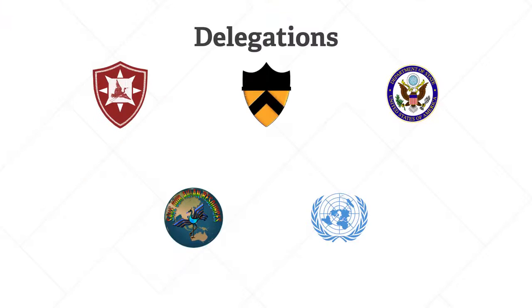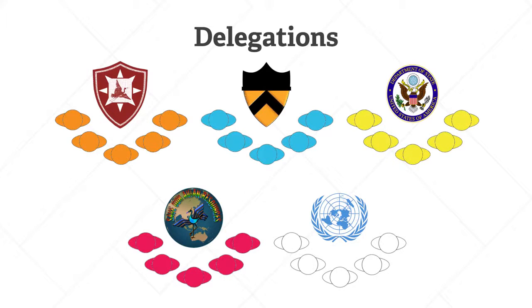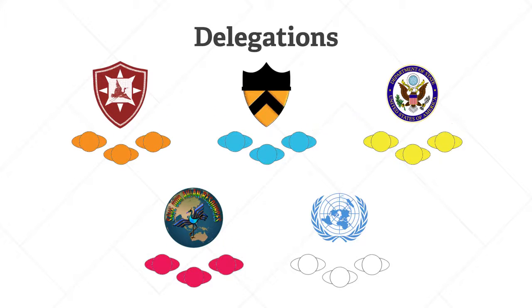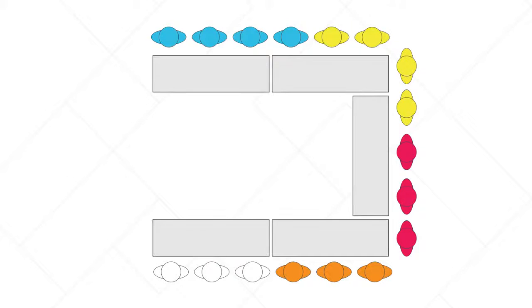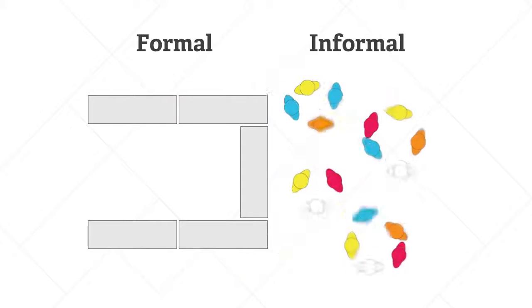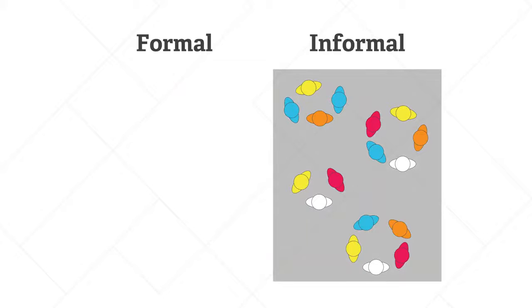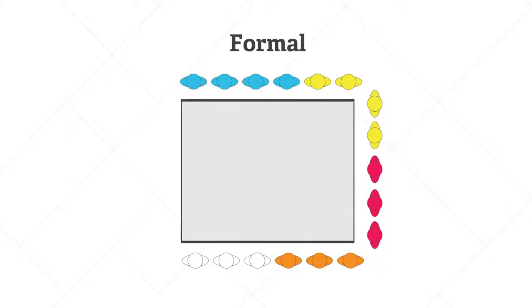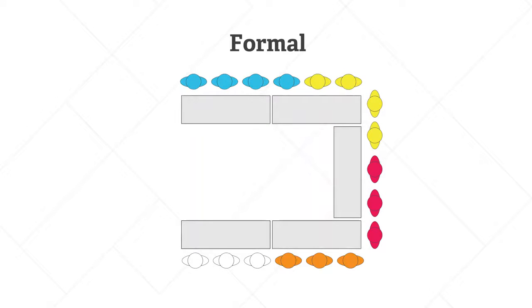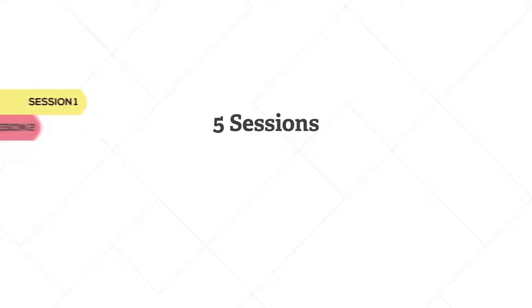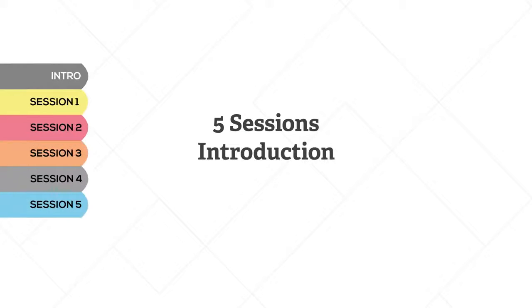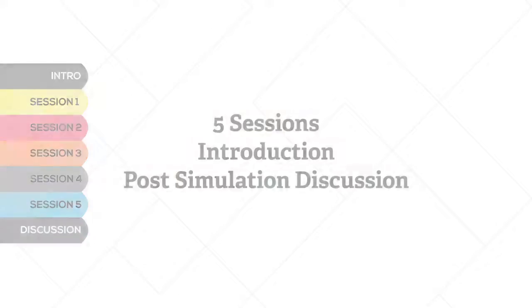Because there are 5 or 6 delegations, simulations are designed for groups of 20 to 30 students. You can run the simulation with as few as 10 to 15 students, but they all need to be strong players. During the simulation, students flow between formal and informal negotiations, so it's helpful to have a space where they can move around easily. For the formal sessions, seat the students around a big table or arrange the desks in clusters facing each other. The simulation is divided into 5 sessions, plus an introduction and post-simulation discussion.